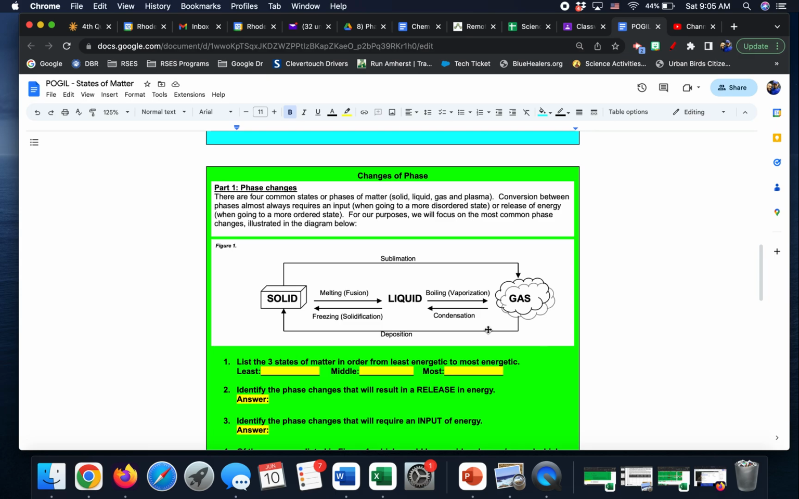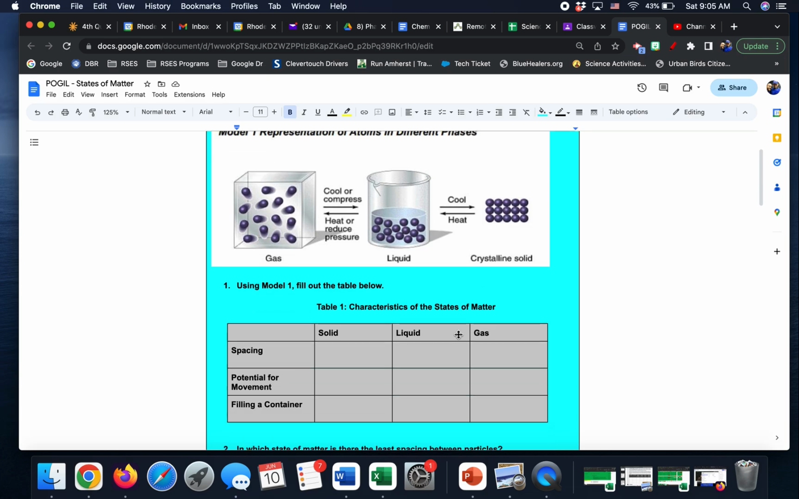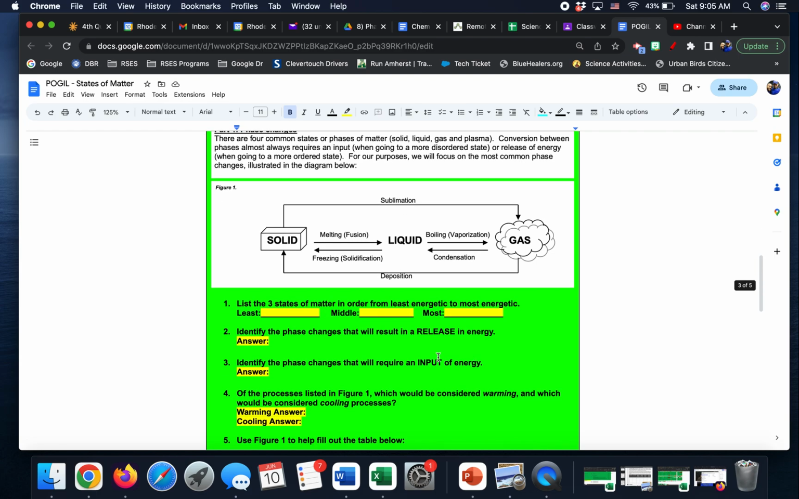Question 1 says, list the 3 states of matter in order from least energetic to most energetic. If you don't know that, this picture doesn't necessarily do a great job of showing that, but this picture should, if you remember that the more particles spread out, the more energy they have. So for question 1 down here, you're going to put least amount of energy, middle, and most for solid, liquids, and gases. Which of these phase changes will result in a release of energy?